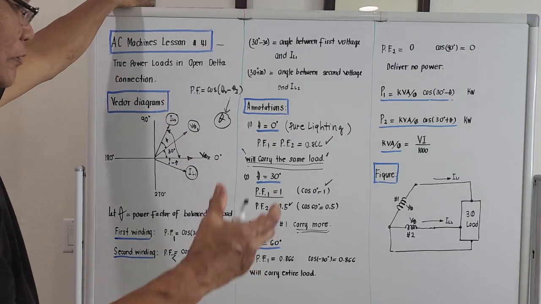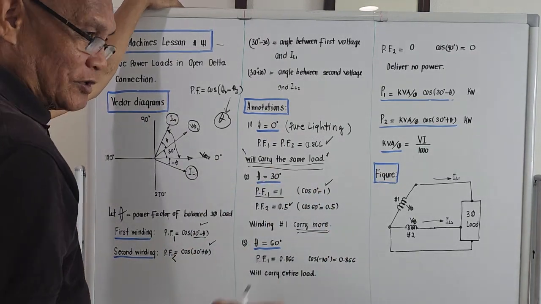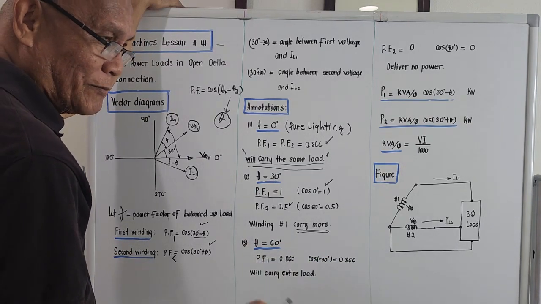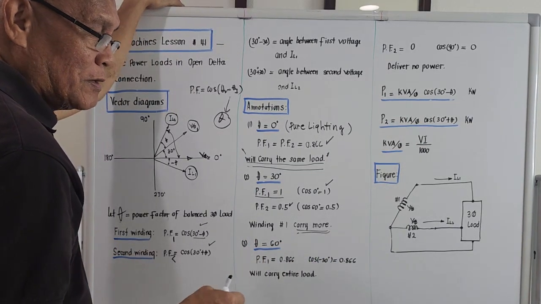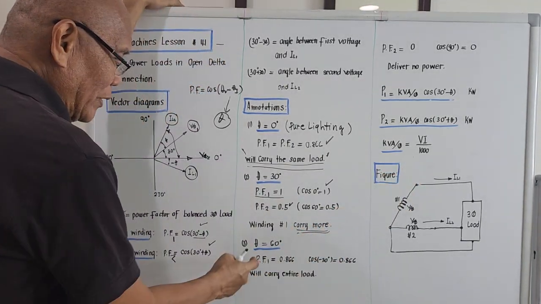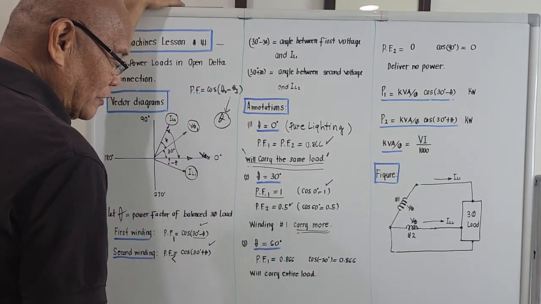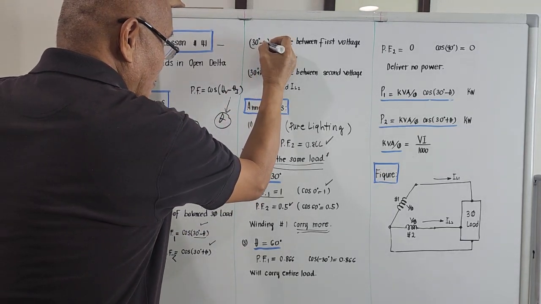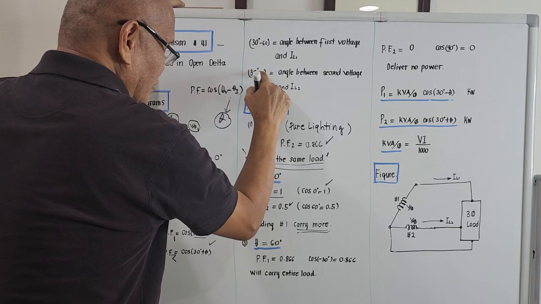Okay. Third condition. This is just an illustrative example, so at least we could determine the reaction of the windings and how they will carry load. When theta is 60 degrees, this will become 60 degrees, this is 60 degrees, and this is 60 degrees.